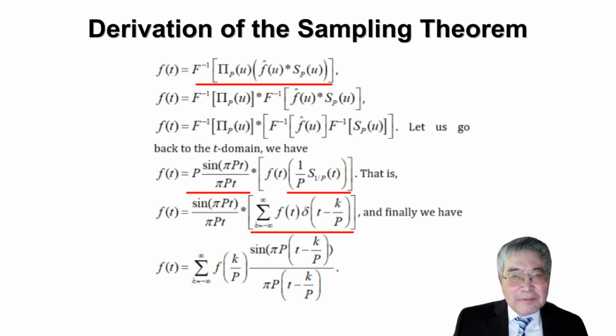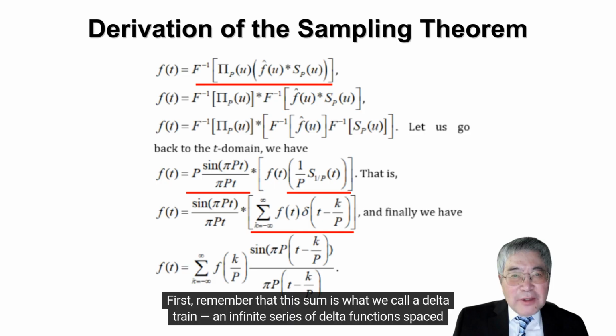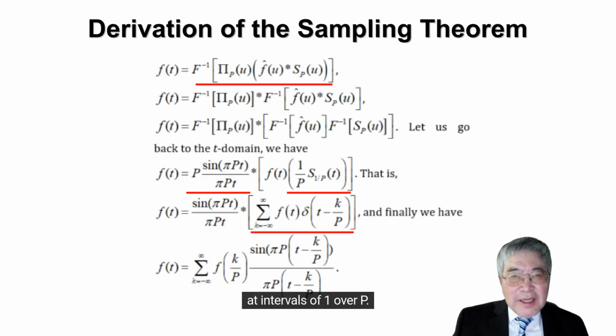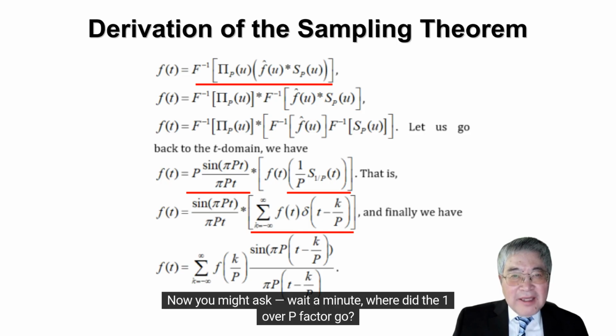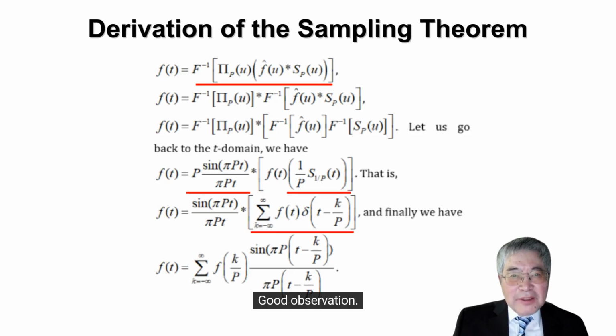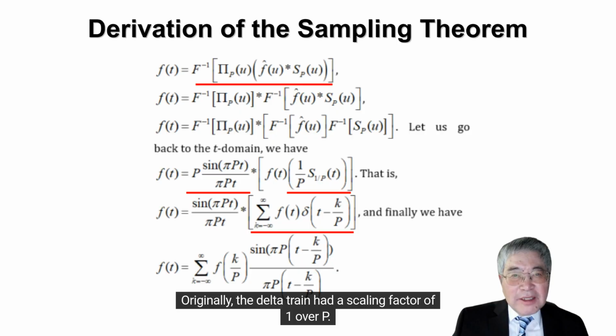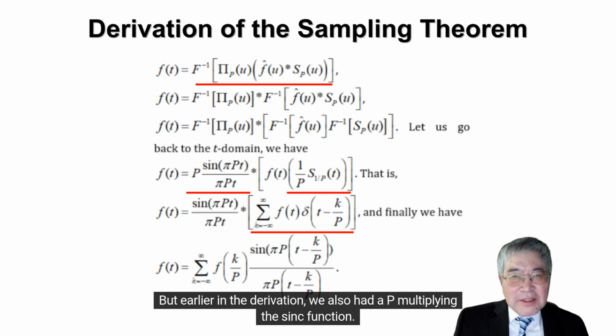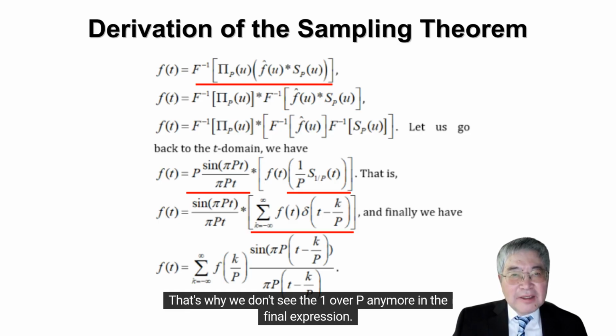Let's unpack that. First, remember that this sum is what we call a delta train, an infinite series of delta functions spaced at intervals of 1 over p. Now you might ask, wait a minute, where did the 1 over p factor go? Good observation. Originally, the delta train had a scaling factor of 1 over p, but earlier in the derivation we also had a p multiplying the sinc function, so those two terms, p and 1 over p, cancel out. That's why we don't see the 1 over p anymore in the final expression.